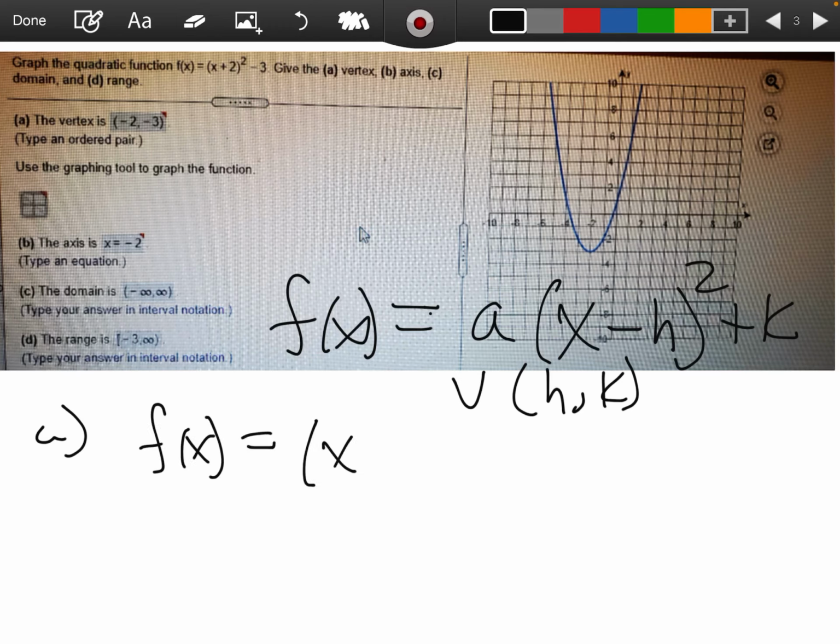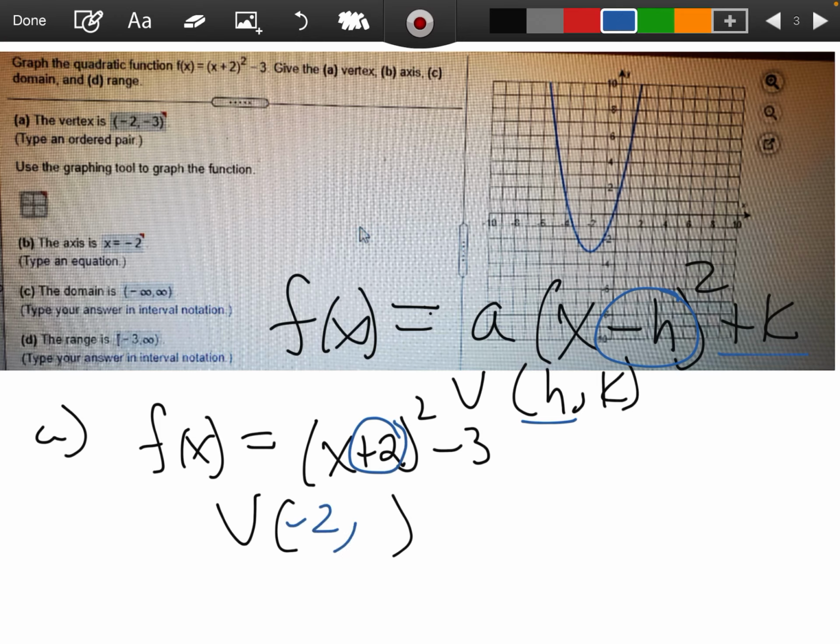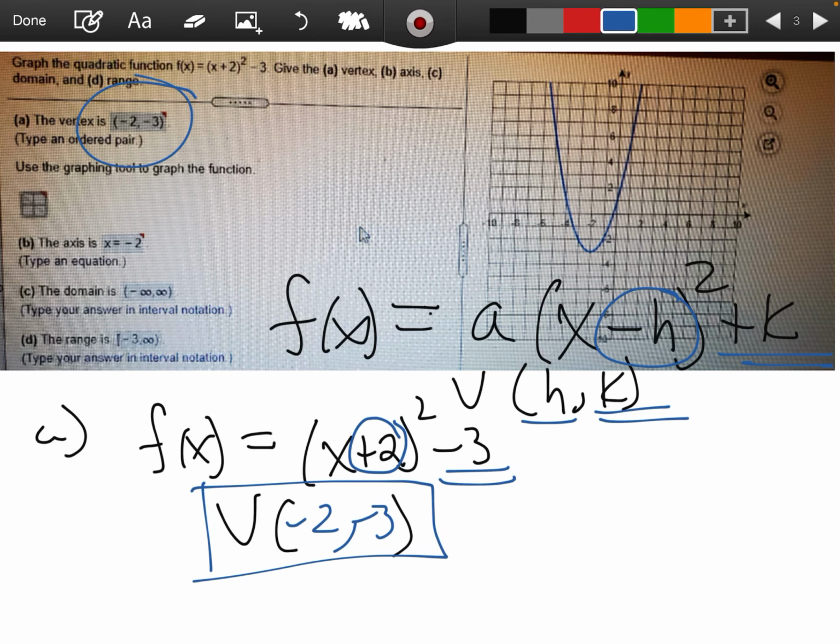So when I think of our problem, we have f of x equals x plus 2 squared minus 3. Notice what we have here, y'all: there's a minus h, but the vertex is just h. So I need to change this sign. If it's a positive 2 there, I'm going to write a negative 2. This part has a k, and that part there has a k, so that sign I don't change. This one is going to stay negative 3. So my vertex is negative 2, negative 3. And if you notice, that's how we have it right there.